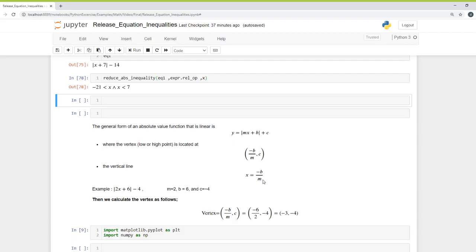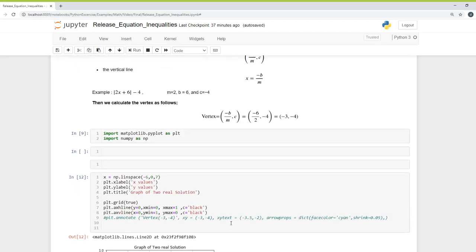Now we will check it graphically. For example, take the absolute value of 2x plus 6, minus 4. Here m is equal to 2, b is equal to 6, and c is equal to minus 4. The vertex is minus b by m, comma c, that is minus 6 by 2, which is minus 3, and minus 4. So minus 3 comma minus 4 is our vertex. We have taken a variable x equal to np dot linspace from minus 6 to 0, 7 values.